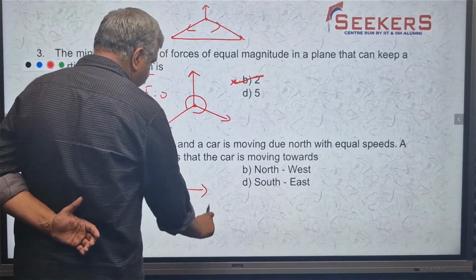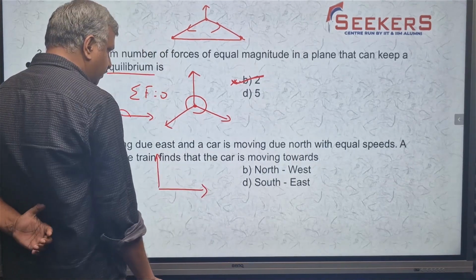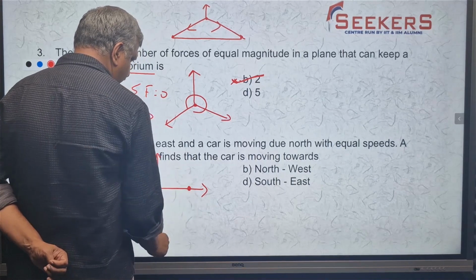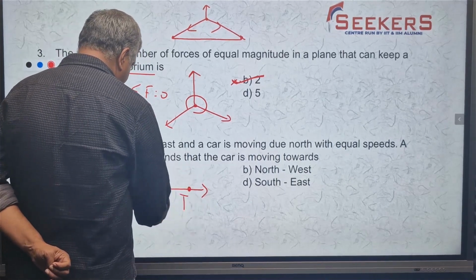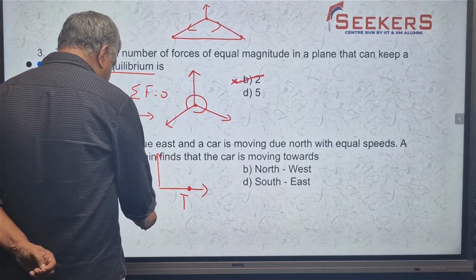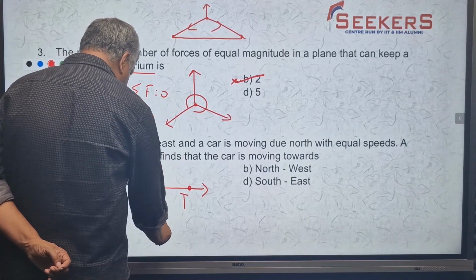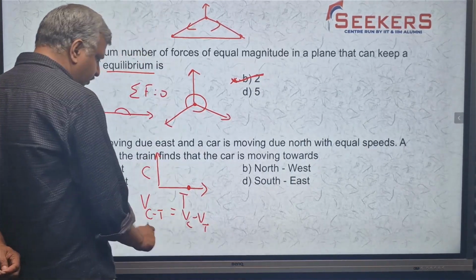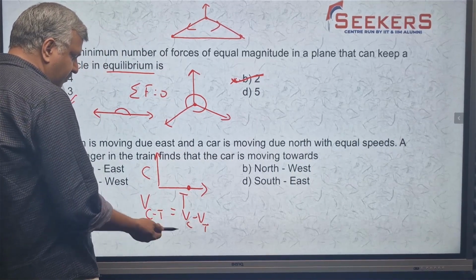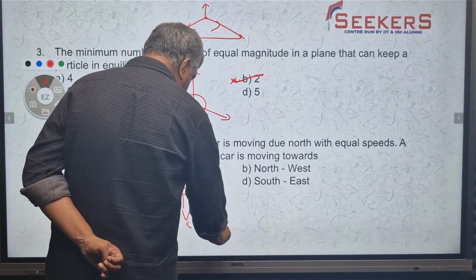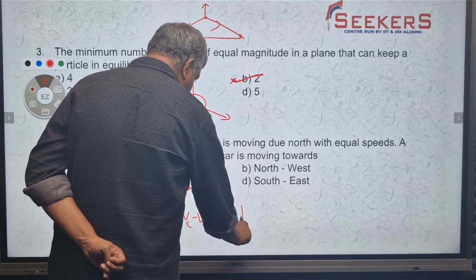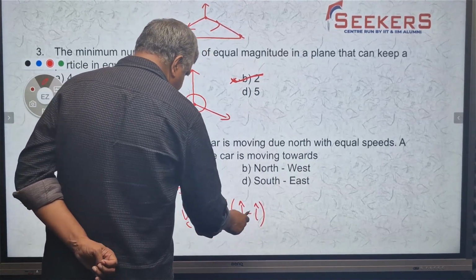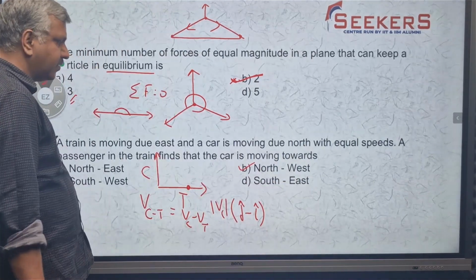A train is moving due east, and a car is moving due north with equal speeds. A passenger in the train, so there's a passenger here in the train. This is the train and this is the car. So we are talking about the velocity of the car with respect to the train, which is Vc minus Vt. So I will say it is equal to mod of this, and it will be j cap minus i cap. So j cap means it is north, minus i cap means it is west. So I will say the answer is northwest.